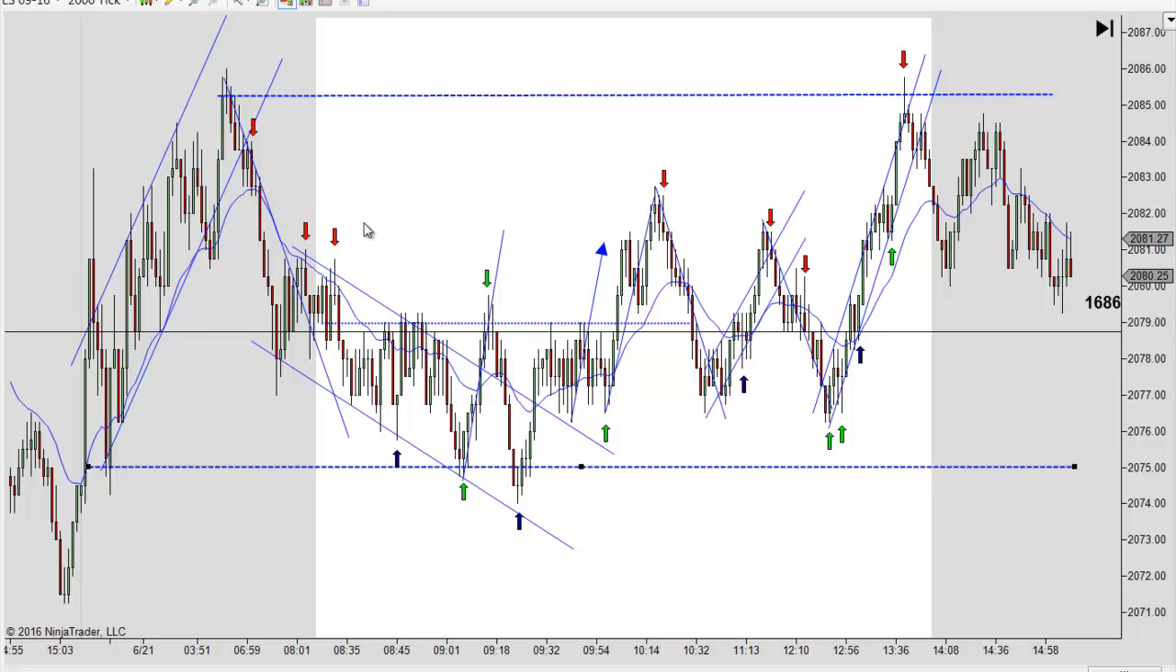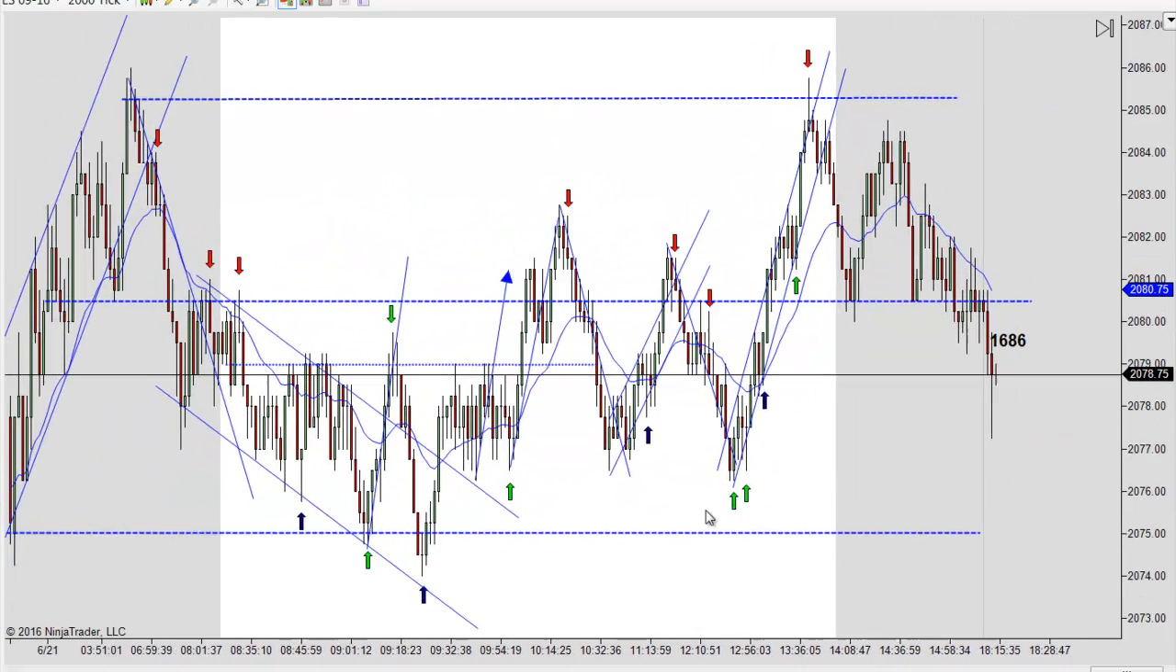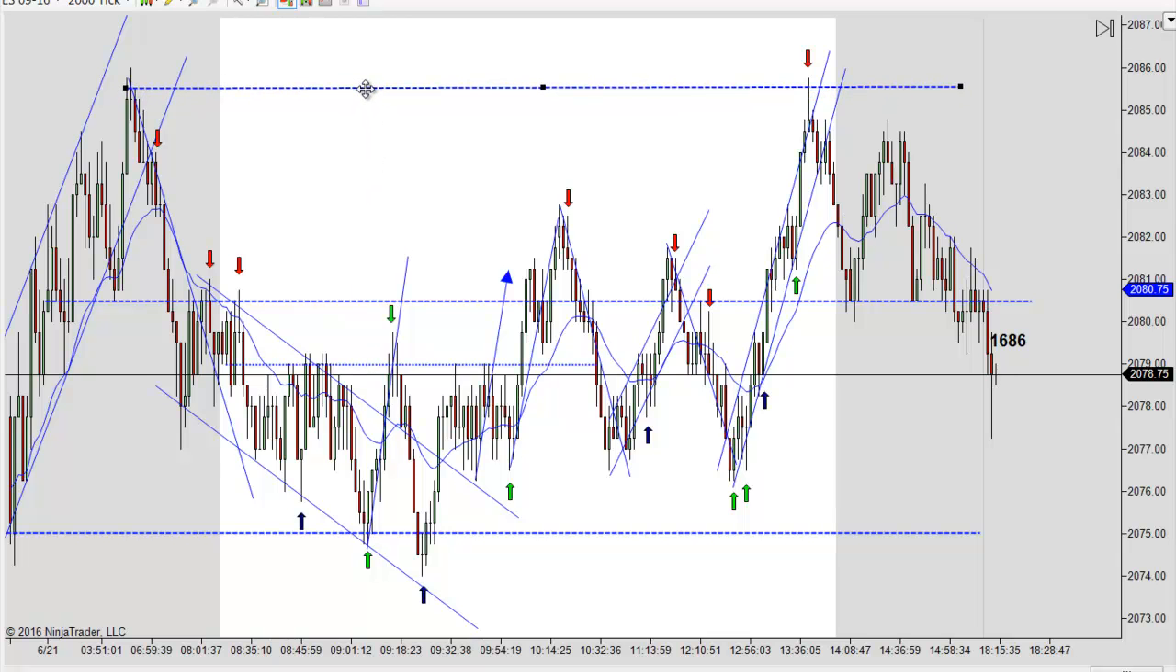That's the way I would look at it. And there's probably a midline in here. There it is. You can see that plain as day. This would probably be another tick higher.